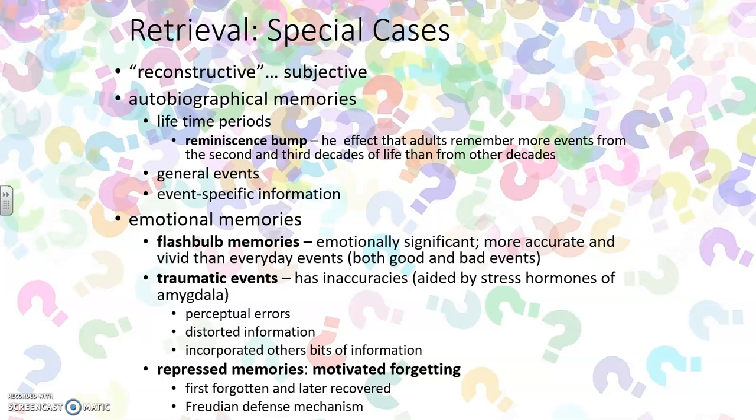However, with traumatic events, there can be some inaccuracies, because with different levels of your stress hormones, it might hide or distort information just to protect you. And that's where we get our repressed memories. It's like motivated forgetting, where it's our defense mechanism saying, hey, it's okay, we'll get that information later when we talk about it, but your safety's first.